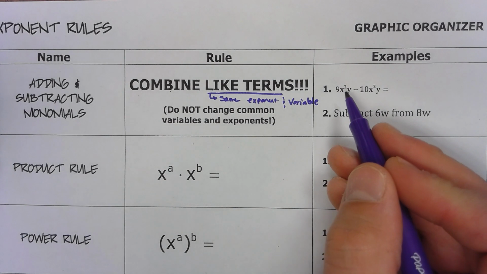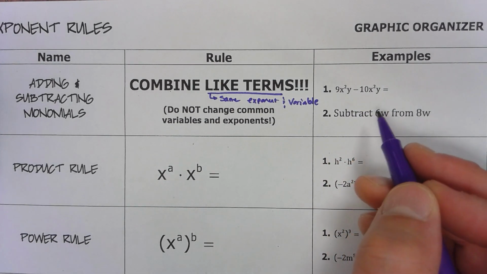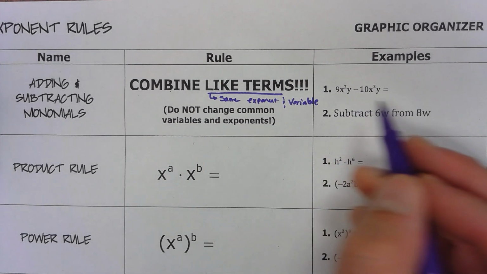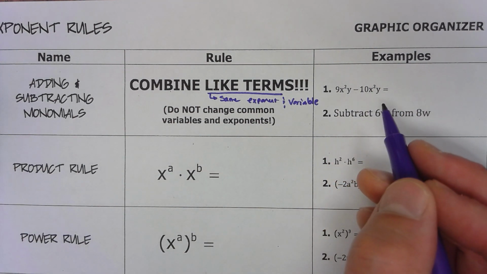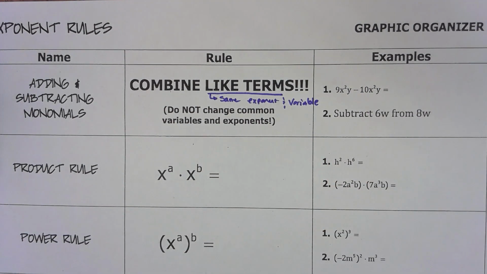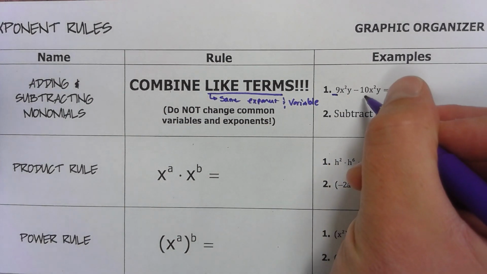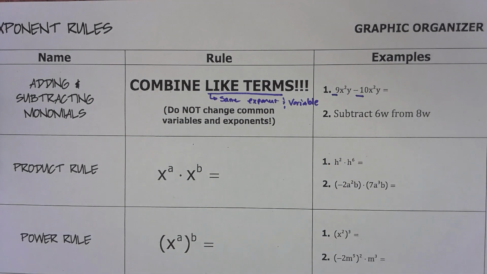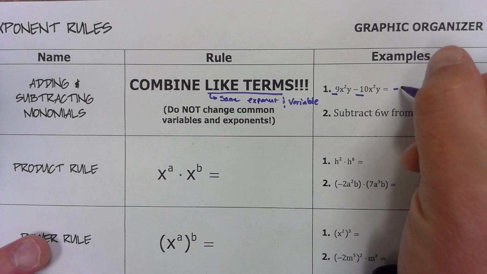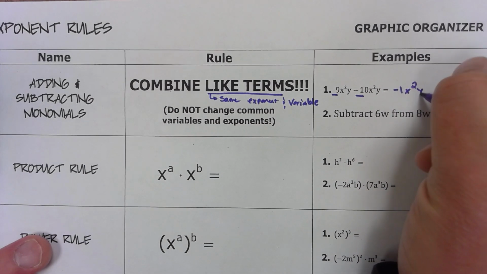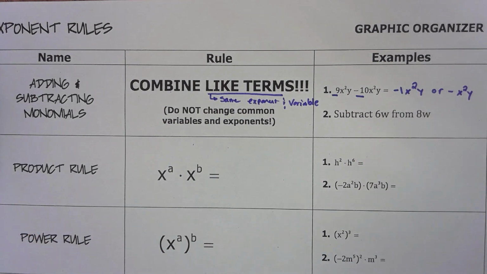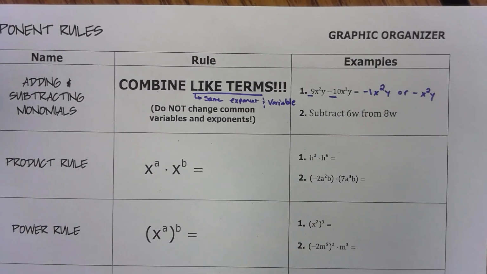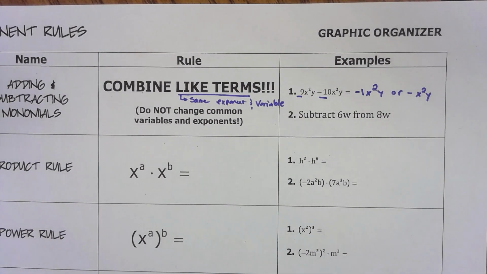Okay, so like 9x squared y minus 10x squared y. Those are the exact same terms because the variables are the same, x and y, and the exponents on each of those variables are the exact same. So for me to add those together, I'm just thinking, what is 9 minus 10? That'd be negative 1. So I have negative 1x squared y. Or you can write it as negative x squared y. Exact same thing. The exponent didn't change at all.